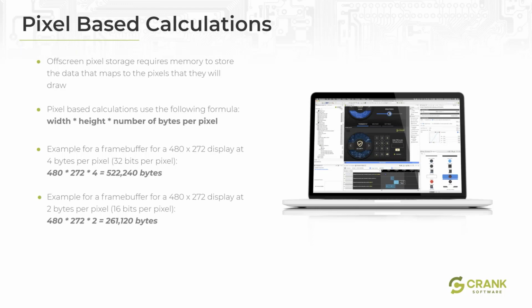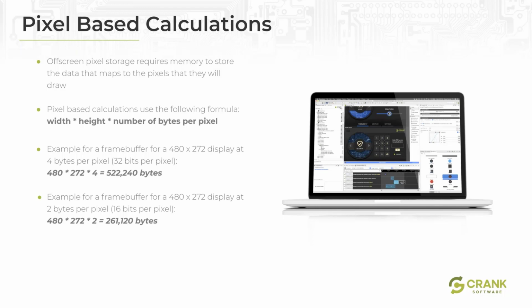So we can just run through what a frame buffer will cost you. Let's take a hypothetical situation where you have a display that's 480 pixels wide by 272 pixels high, and you want to render at 4 bytes per pixel. You can see the calculation there. It'd be 480 times 272 times 4, and that gets you about half a meg of space to store the frame buffer for the display. 522,240 bytes to be exact.